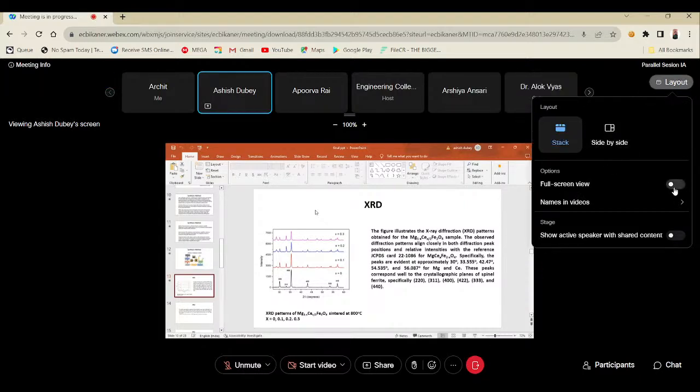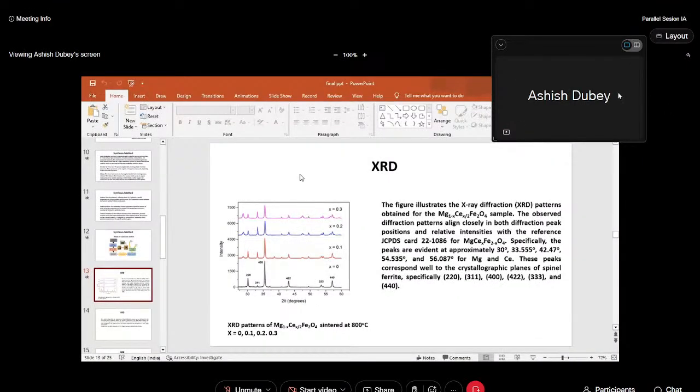From that we matched it, and we did not see any extra peaks other than the pure material. Specifically, peaks are evident at approximately 30, 33.55, 42.47, 54 and 56 degrees for magnesium and cerium. These peaks correspond well to the crystallographic planes of spinel ferrites, especially the 220, 311, 400, 422, 333 and 440 Miller indices.